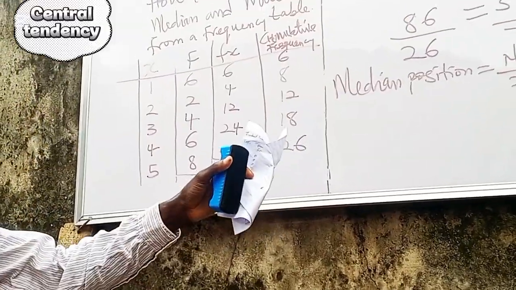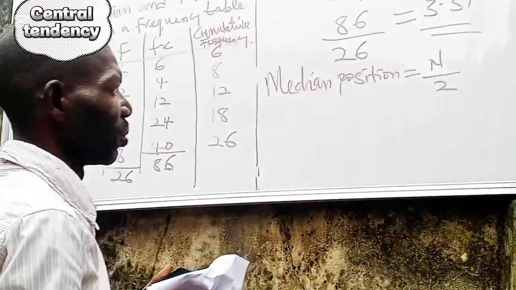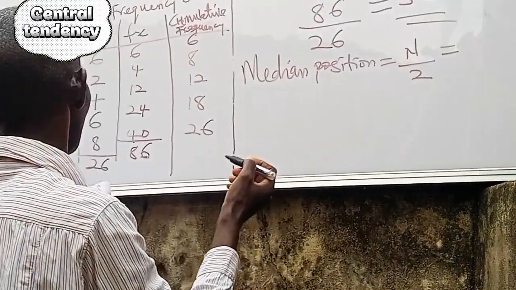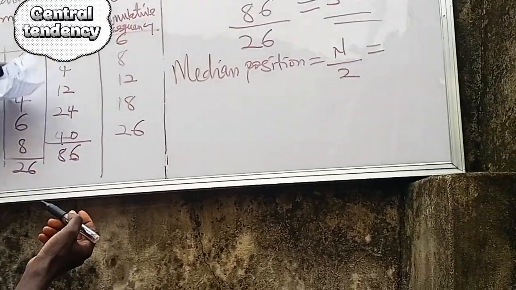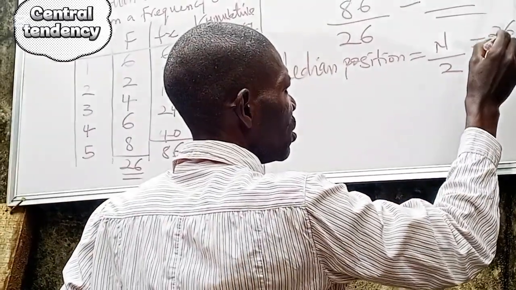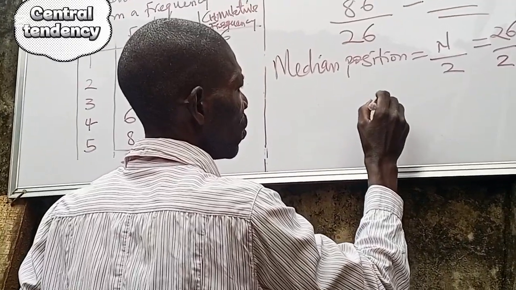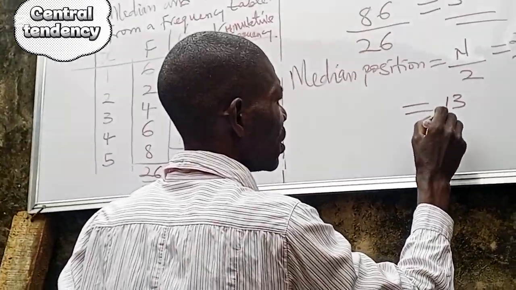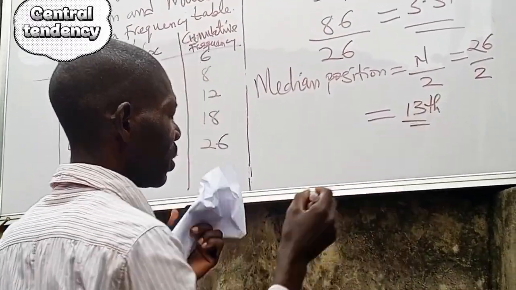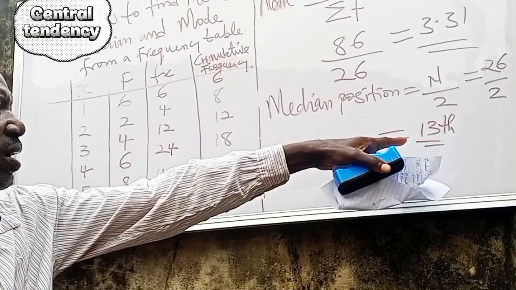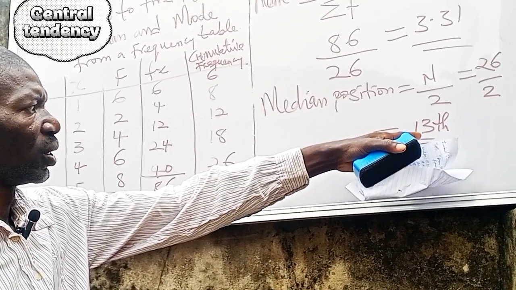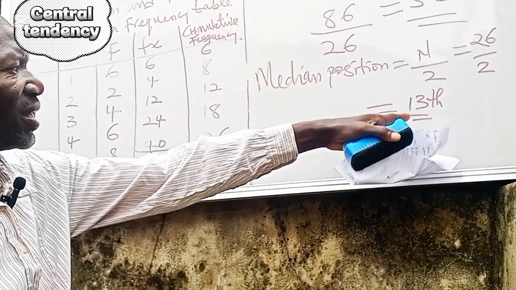We first look for the position. So you have n, which is the same thing as the total of the frequency column here. This is n, that is 26 divided by 2. That is equal to 13. So this is the median position, 13th. This is not our answer. This is not the middle number. What this implies is the position. So the median position is 13th.